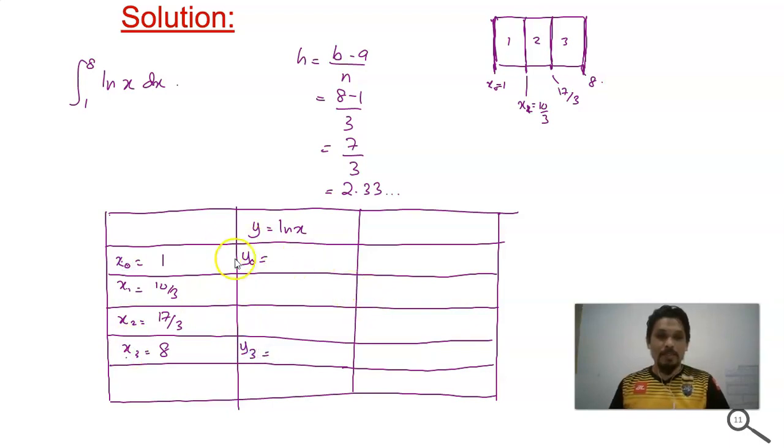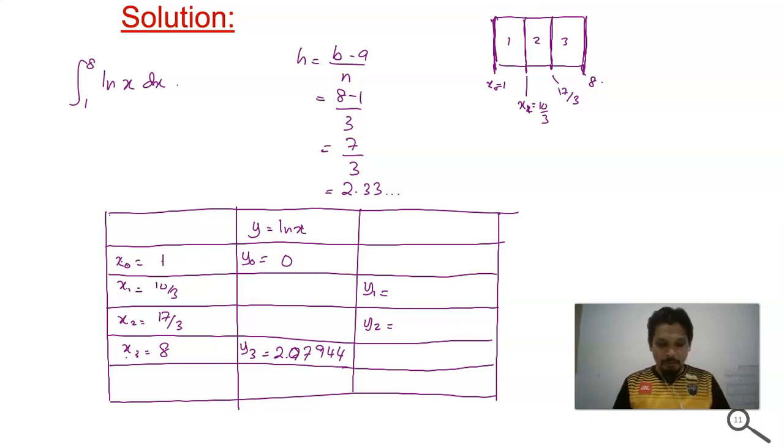Okay, so y equal to natural log of x. So when x equal to 1, natural log of 1 equal to 0. And when x equal to 8, natural log of 8 equal to 2.70794. So then we got y1 here and y2 here. Substitute 10 over 3 into the function, ln of 10 over 3. Use a calculator.